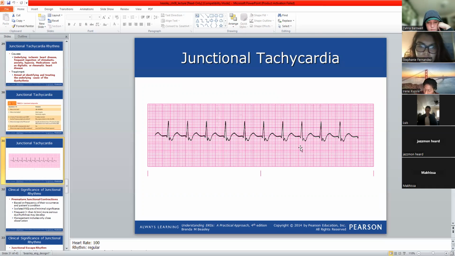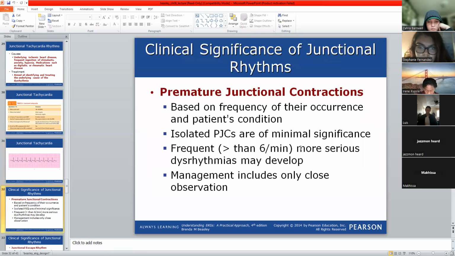So we will mention it is tachycardia. Why do we mention it is junctional? Because we noted that the P wave is almost absent all the way. And why do we call it a rhythm? Because we don't have any SA node activity, like in the first slide we had. Then the clinical significance of junctional rhythm, the premature junctional contraction, can give some.